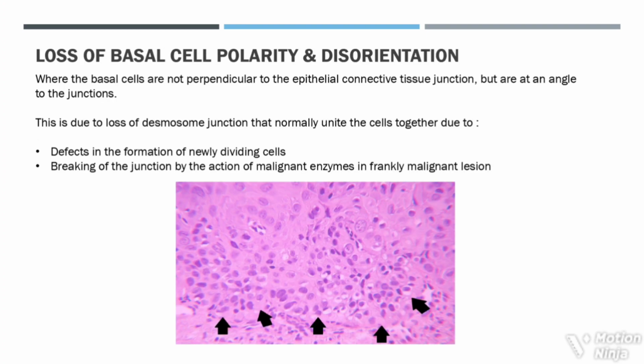The 11th dysplastic feature is loss of basal cell polarity and disorientation. The basal cells are not perpendicular to the epithelial connective tissue junction but are at an angle to the junction. This is due to the loss of desmosomal junctions that normally unite the cells together, due to defects in formation of newly dividing cells, and breaking of junctions by action of malignant enzymes in frankly malignant lesions.